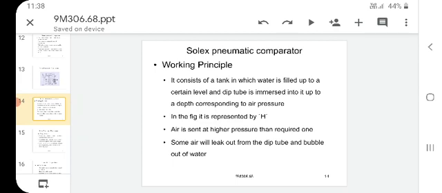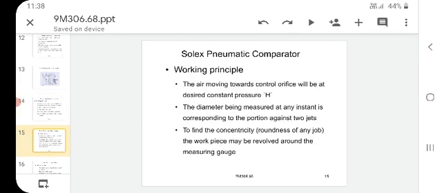Air is sent at a higher pressure than the required one. Some air will leak out from the dip tube and bubble out of the water. The air moving towards the control orifice will be at the desired constant pressure H. The diameter being measured at any instant corresponds to the position against the two jets. To find the concentricity and roundness of any job, the workpiece may be revolved around the measuring gauge.